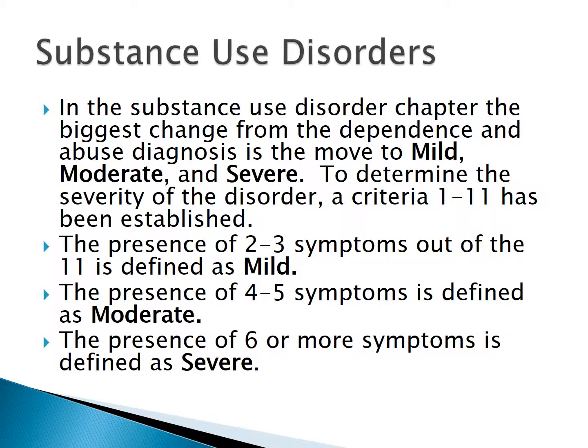Recognize also that diagnosis is done specific to the drug of choice. So if the person has 2 symptoms of disorders specifically because of the use of alcohol, we would say that they have mild alcohol use disorder. If that same person has 7 symptoms relative to the use of opiates, then we would say that they have a severe opiate use disorder. So that person would be diagnosed as having severe opiate use disorder, mild alcohol use disorder.